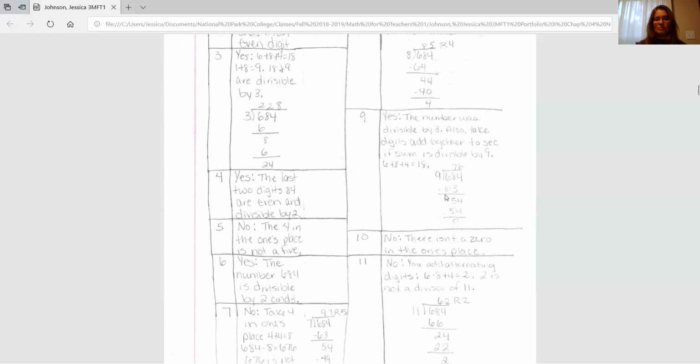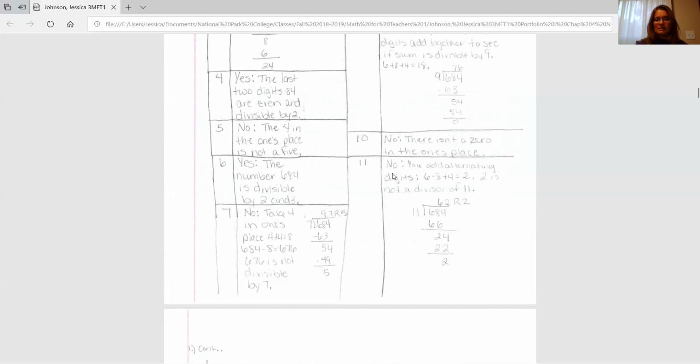The 9's test is very similar to the 3's test. You're going to sum the digits and see if the number is divisible by 9 instead of 3. And yes, 684 is divisible by 9 because it's divisible by 3 as well. And 6 plus 8 plus 4 equals 18. We know that 18 is divisible by 9.